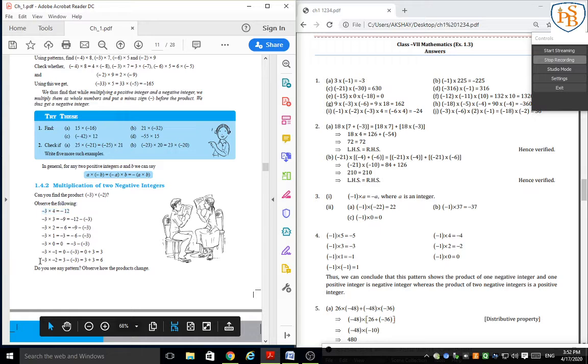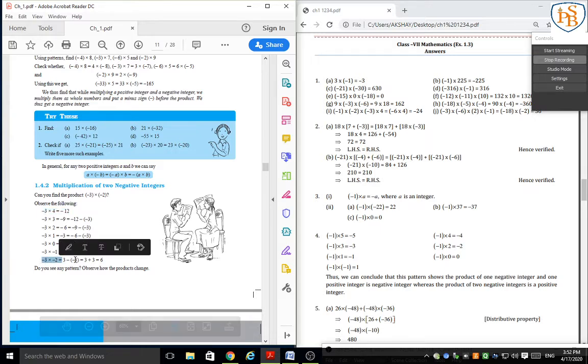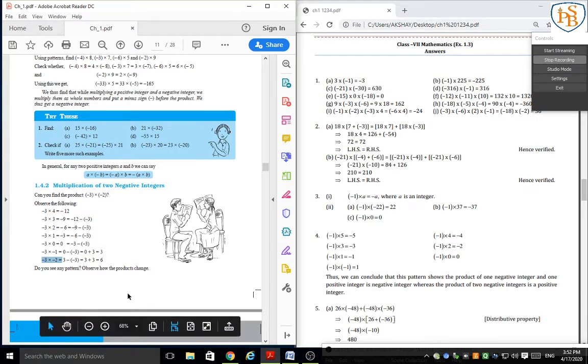What will happen here? Negative 3 into negative 2. I have already told you that we have to do simple multiplication first. So 3 2s are 6. I have to write here 6. But what about the sign? 3 and 2 carry the same sign, that is the negative sign. So I have to give the positive sign to the 6, to the integer.